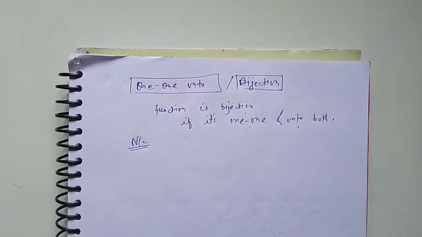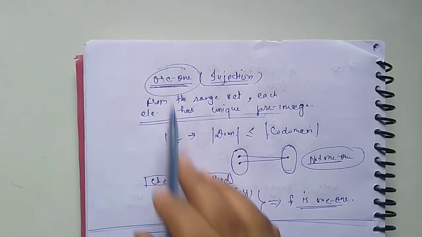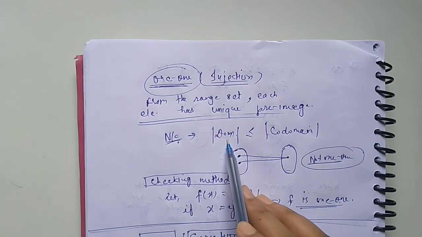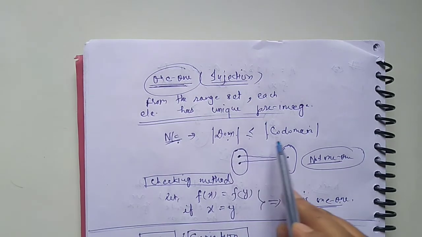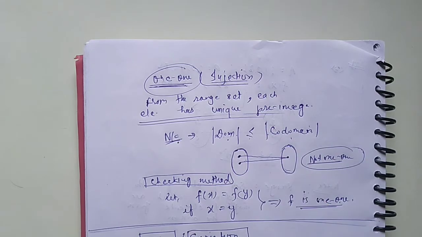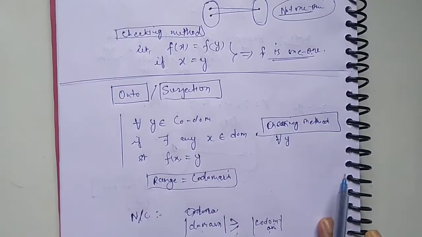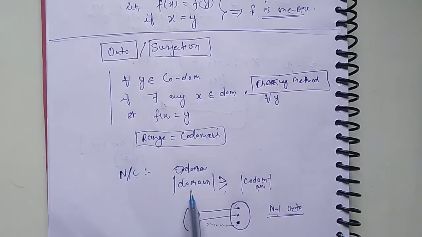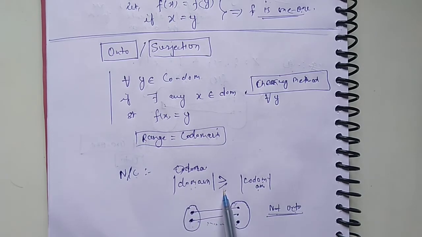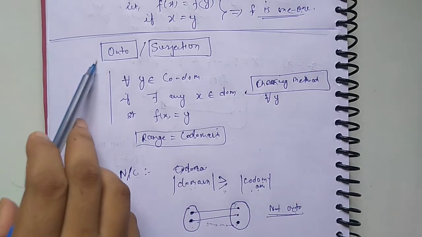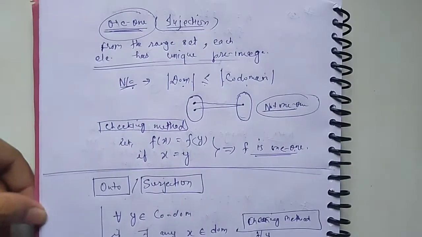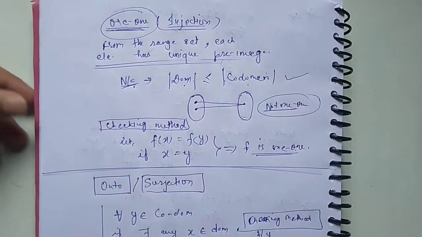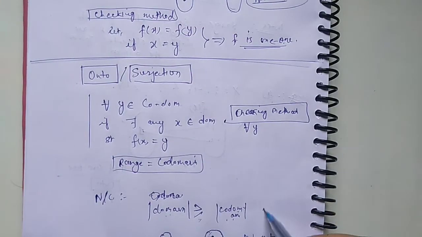The necessary condition we can get from our two previous facts. Here it is 1, 1, so the necessary condition is that the cardinality of domain is less than or equal to the cardinality of codomain. And for an onto function, the necessary condition is that the cardinality of domain is greater than or equal to the cardinality of codomain. So for a function to be onto and 1, 1 both, both these necessary conditions should be satisfied.